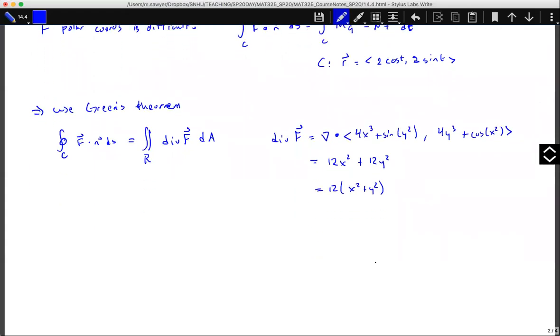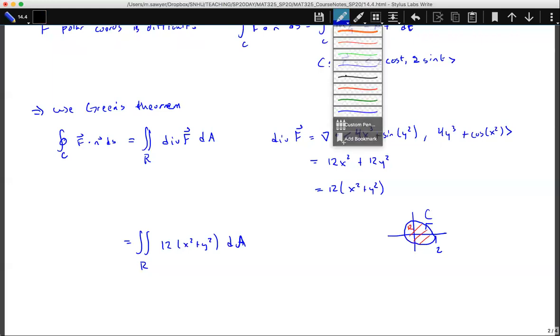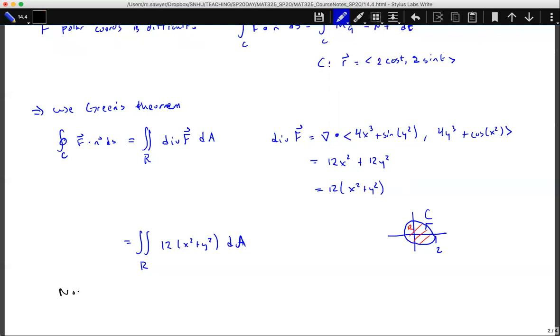So now Green's theorem says that the flux is equal to the double integral over the region of 12(x squared plus y squared) dA. And now when we think about what this region looks like, we're describing the region with radius 2. This is our curve C, and this is our region R on the inside, enclosed by the curve. Now we can use polar coordinates, because now we're in a place where we can describe this.